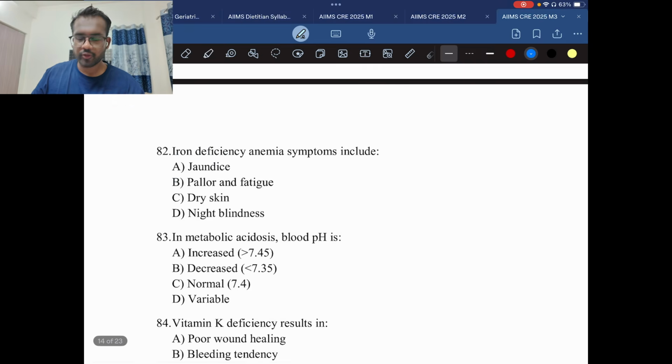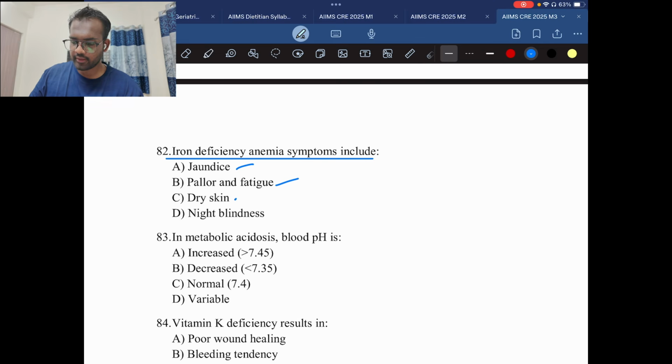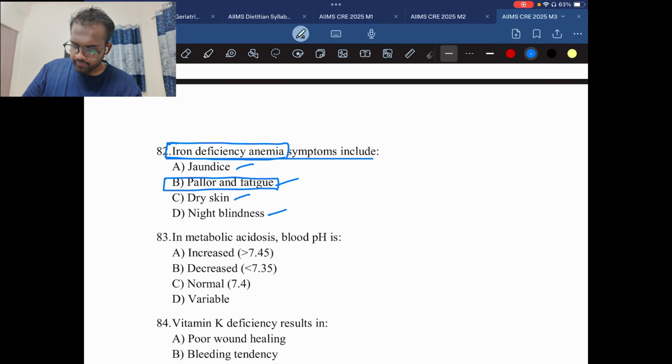Question number 82. Iron deficiency anemia symptoms include jaundice, pallor and fatigue, dry skin, night blindness. This question I have already discussed in my past videos. When there is iron deficiency anemia, the person will feel very fatigued with low energy levels. It is called pallor and fatigue. The answer will be B.